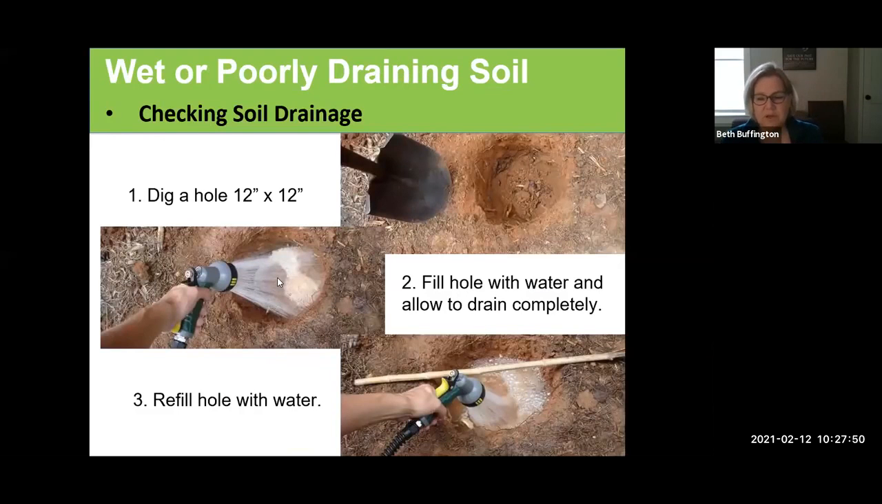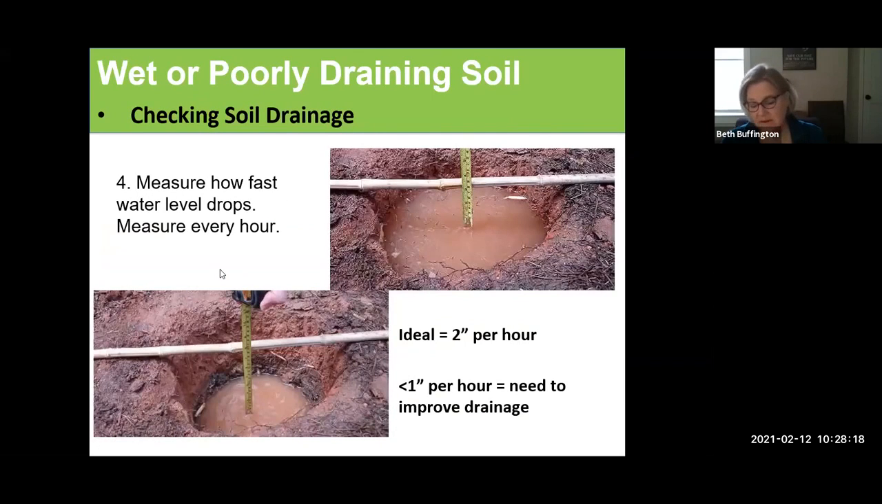So for wet or poorly draining soil, you can observe it on the surface, but you may want to really get a handle on how badly your soil drains. This is essentially what people call a perk test. You dig a hole, fill it with water, let it drain, and then refill it. The second time you fill it, you measure how fast the water drains out of it. Ideally, 2 inches an hour. Less than 1 inch an hour means you need to do something about the drainage.